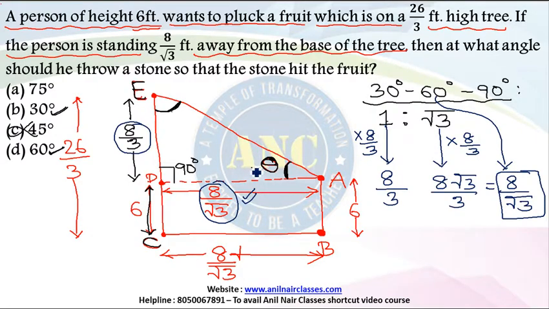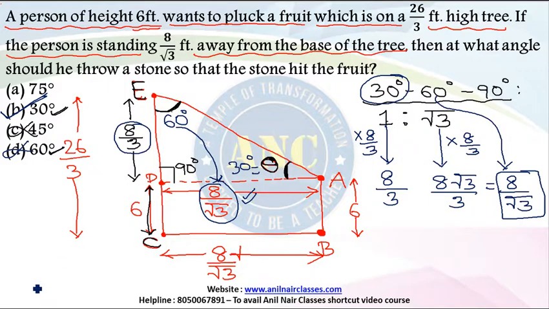8 by root 3 is nothing but the side which is opposite to 60 degrees. Yes, if I assume this theta as 30 degrees, this becomes 60. And opposite side of 60 is, according to the question also, 8 by root 3. Because it is satisfying the condition given in the question, my assumption of 30 degrees is also right. So the answer for this question is 30 degrees. Very easily you can solve.